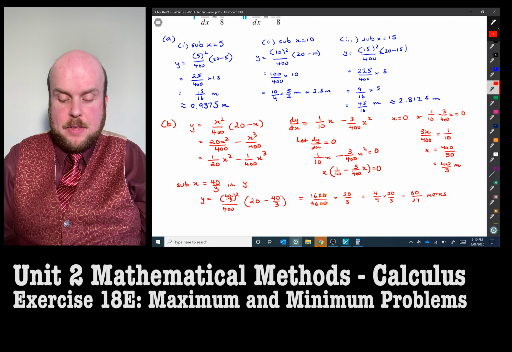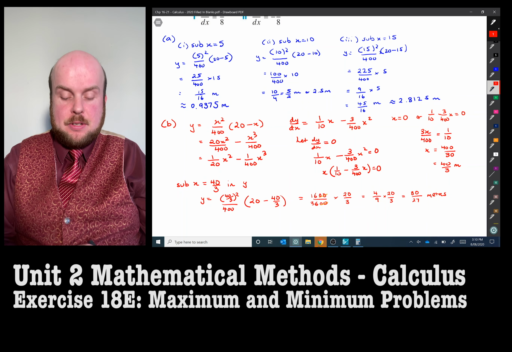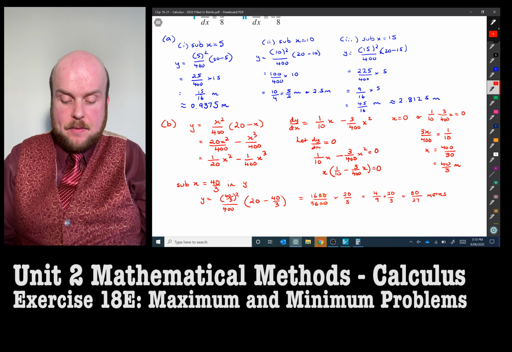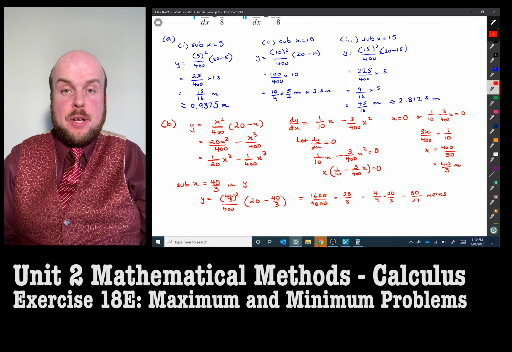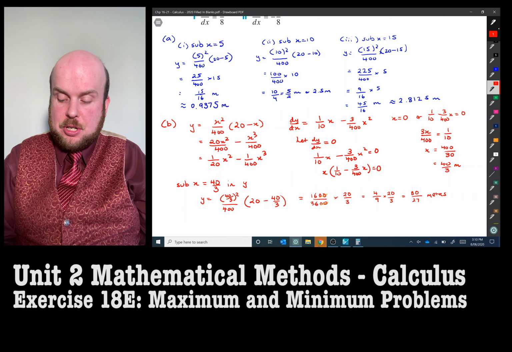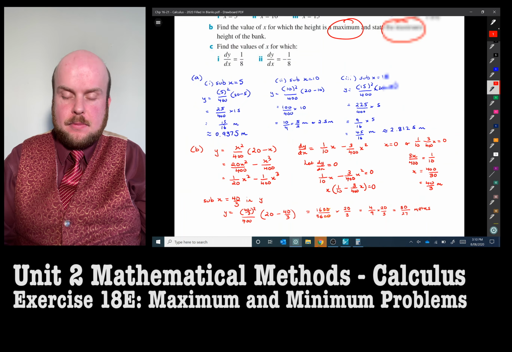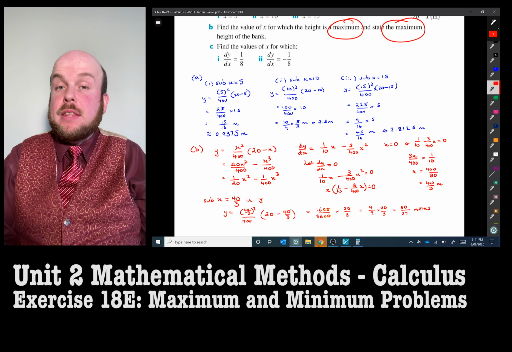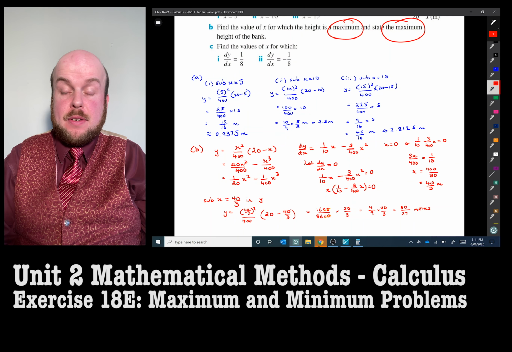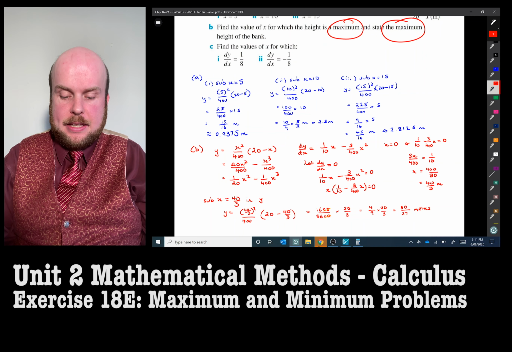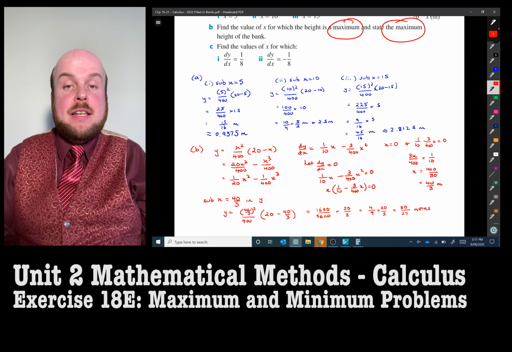So for the height of the mound of earth, or the bank of earth, we've substituted 40 over 3 into the original equation, and we got 80 over 27 meters. For C, find the values of x for which the derivative is either equal to 1/8 or to negative 1/8. So we need to substitute these for the derivative and solve for x.